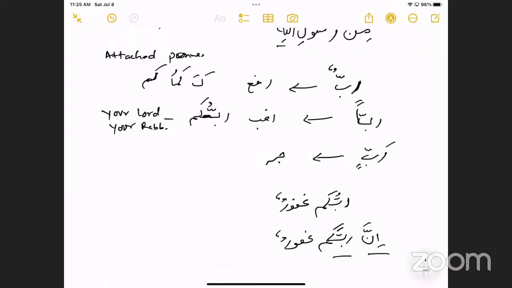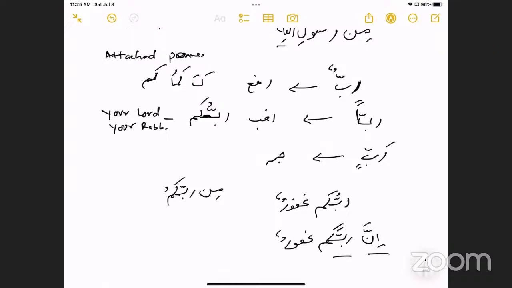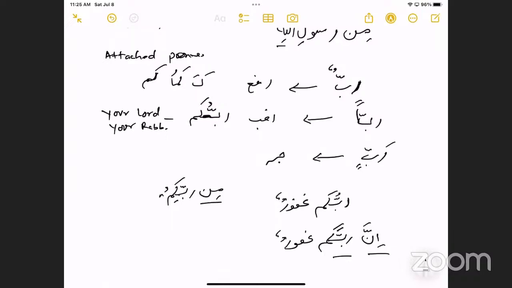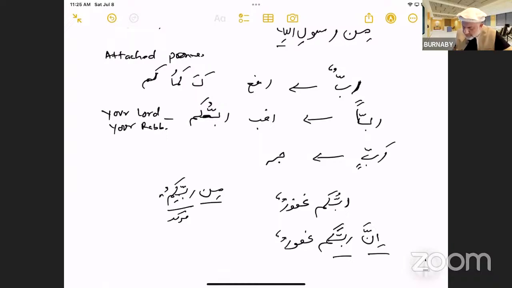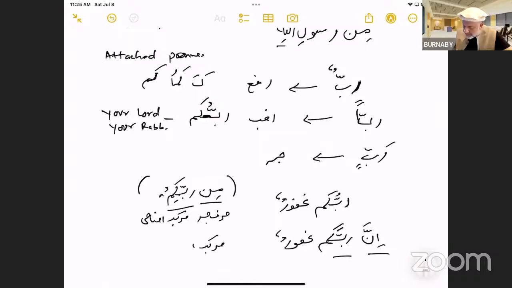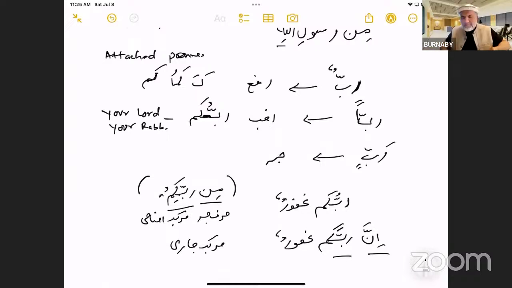If I say min Rabbikum, why did we get Rabbi now? Because of harf jar. So is this still murakkab izafi? Yes. And this is harf jar. So then is this murakkab jari? Are you guys with me so far? Okay. All right. Does this clarify certain things in your mind?